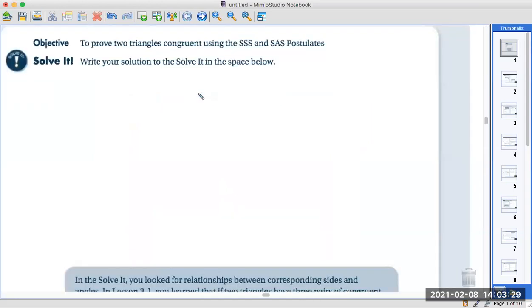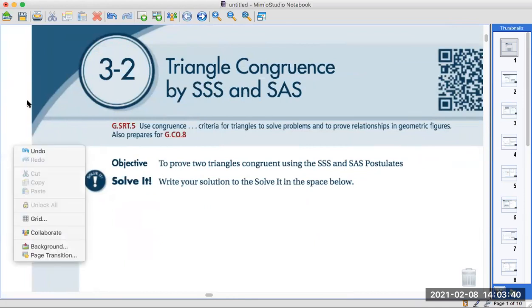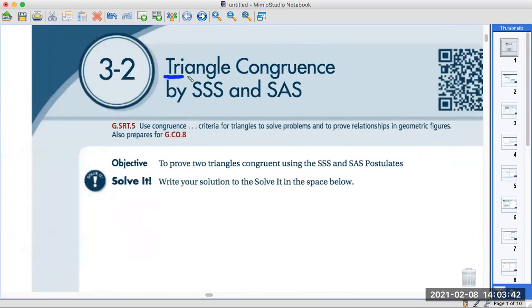So this will be a little bit longer. And this one is on triangle congruence by SSS and SAS. And what that means is that we can show that two triangles are exactly alike. That's what congruent means. If all three sides are the same, or side, one angle and one side is the same. That's all we need to show.